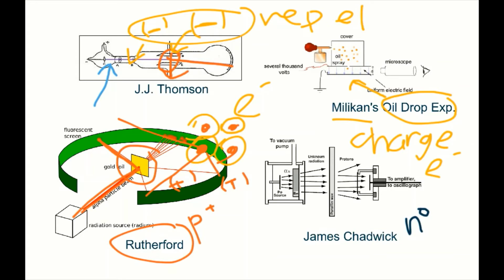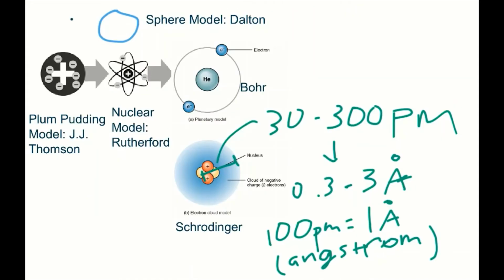And now let's look at our last guy. James Chadwick discovered the neutron. Now, I won't get into how he did that, but just know that he discovered the neutron.